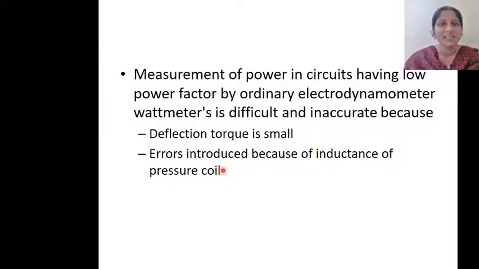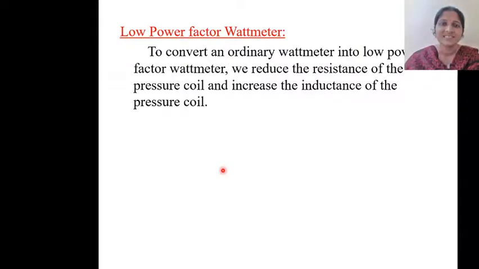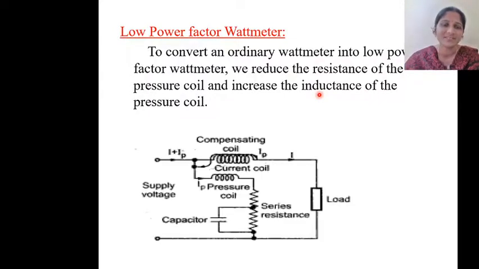So how can you convert a UPF wattmeter into an LPF wattmeter? To convert an ordinary wattmeter into a low power factor wattmeter, we need to reduce the resistance of the pressure coil and increase the inductance of the pressure coil. Then only you can convert a normal wattmeter into an LPF wattmeter. To do this, you are providing a compensating coil which is in parallel to the current coil.